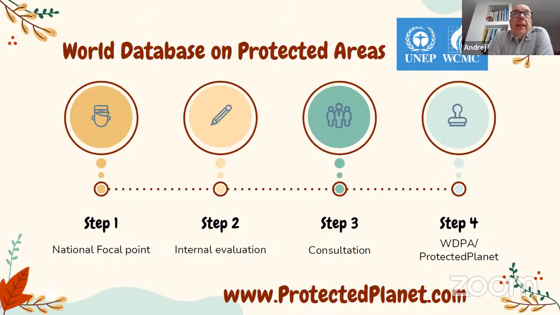And there they do an internal evaluation of the data and then put it in the database. However, before that, there is also a process of consultation. So if there are some unclear things, NGOs or scientific organizations could also provide comments if they disagree on the category status of some of the protected areas that are listed in the Protected Planet or the World Database on Protected Areas database. So this is a kind of consultation.